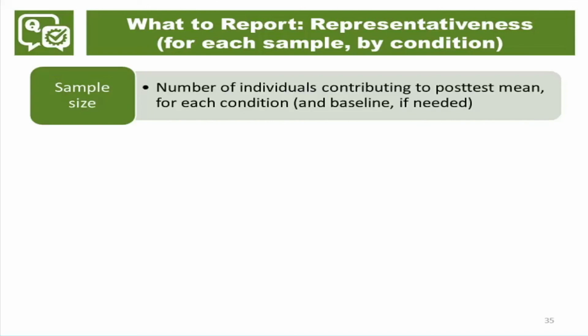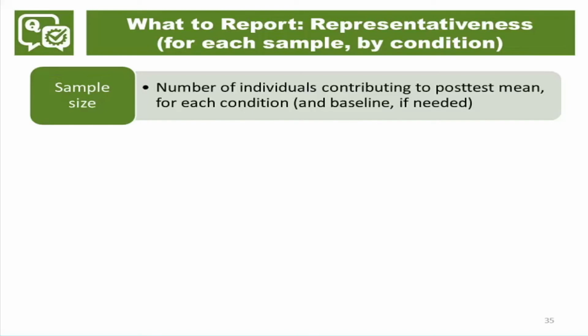So now that we've talked about when it's necessary to report information on representativeness, now we'll go over what information needs to be reported if representativeness is required. So you will need to provide information about the sample size. If you have to report representativeness for the post-test sample, you'll need to report the number of individuals that contribute to the post-test means in each condition.